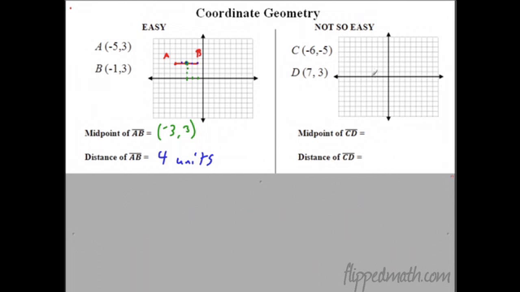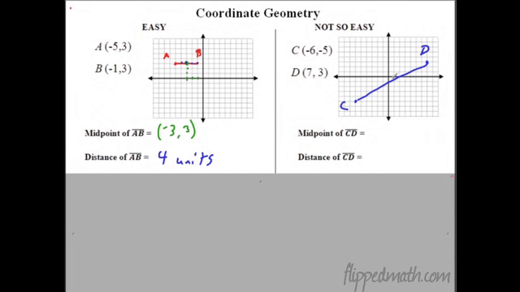Let's see why it's not so easy. Let's try it. -6, 1, 2, 3, 4, 5, 6. Down 5, 1, 2, 3, 4, 5 is point C. 7, 3, 1, 2, 3, 4, 5, 6, 7. Up 1, 2, 3 is here. And so now I'm talking about this segment. Woo, not quite as straight. Right here. Oh man, well it's diagonal.